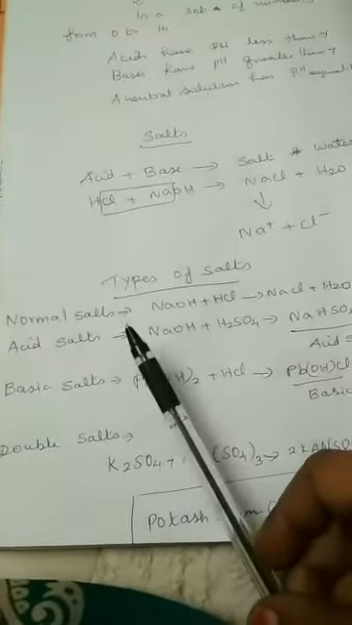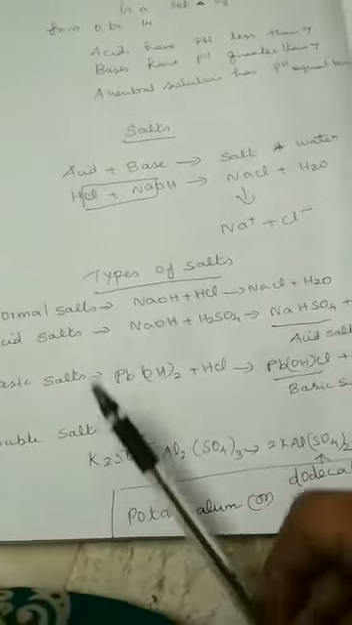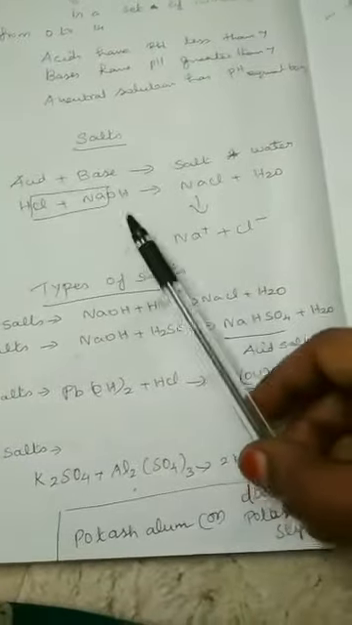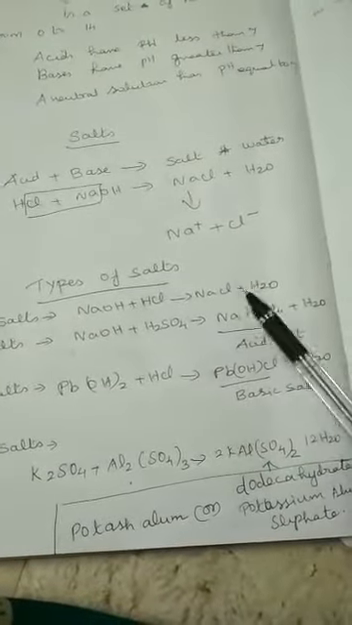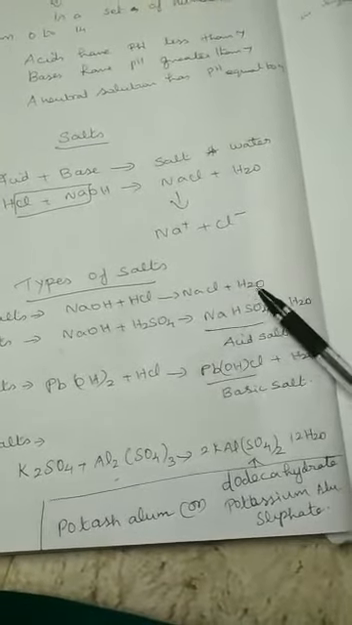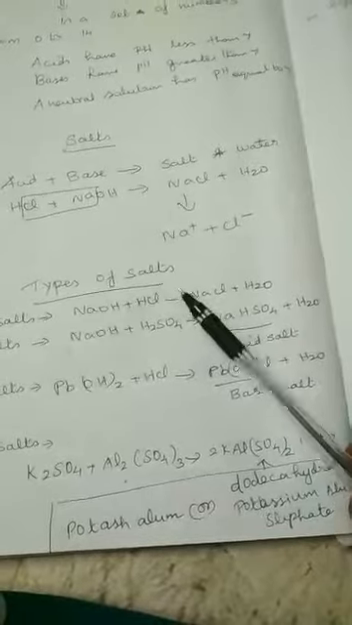Types of salts. There are 4 types given in your book. That is normal salts, acid salts, basic salts and double salts. Normal salt is this one. Hydrochloric acid and sodium hydroxide give sodium chloride plus water. This is normal salt. Normal salt is obtained by complete neutralization of acid and base. This is called normal salt.